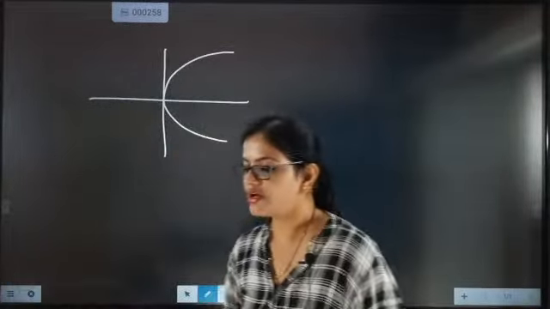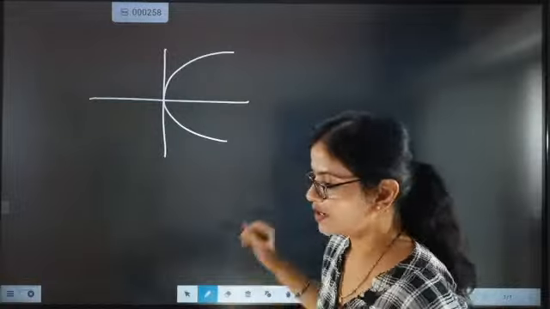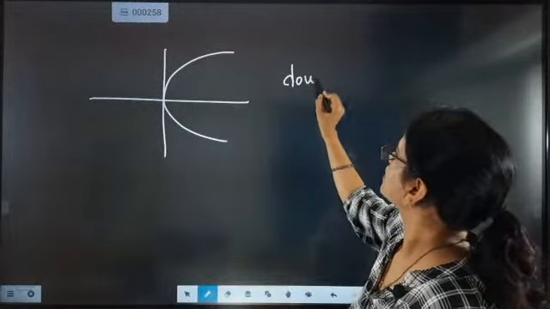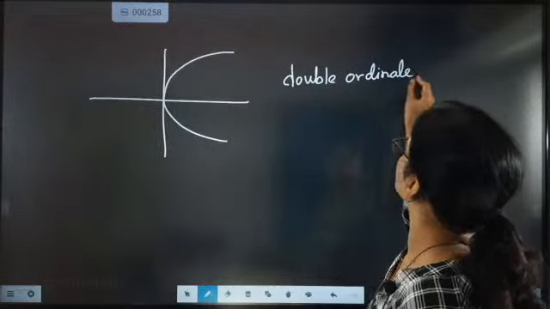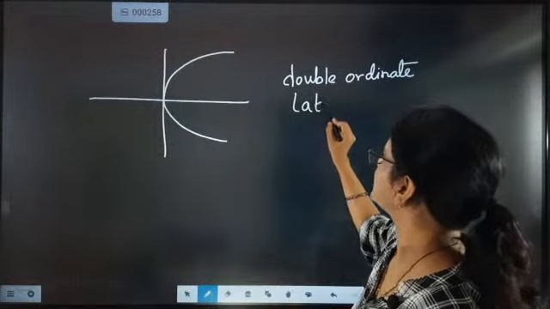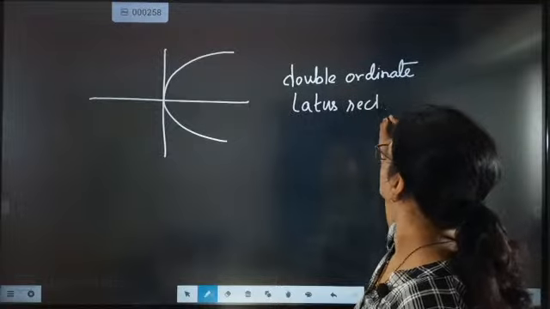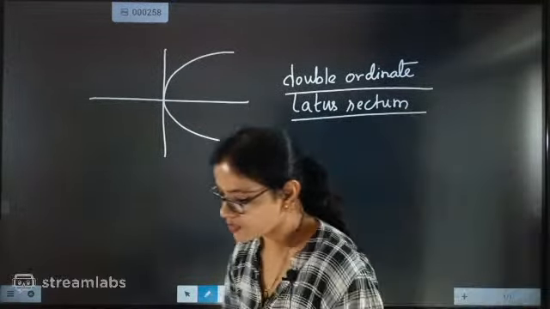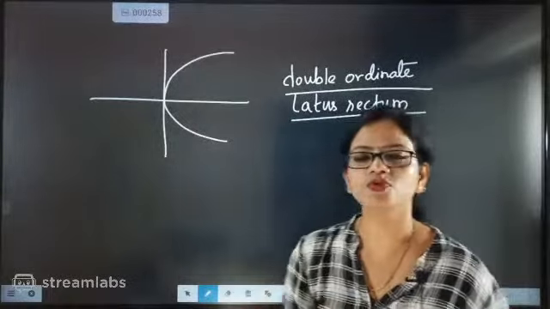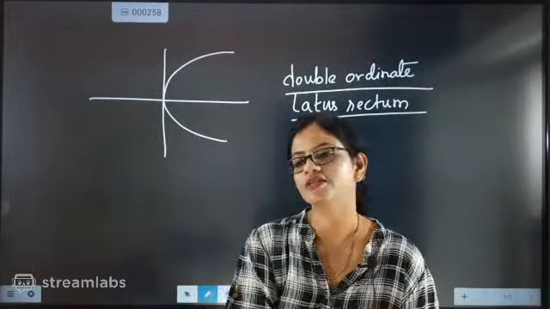Now we are going to understand the double ordinate. What is a double ordinate? And then we are going to understand what is the latus rectum. Double ordinate and latus rectum. God bless you, beta. Thank you so much. So what exactly is a double ordinate and what is a latus rectum?